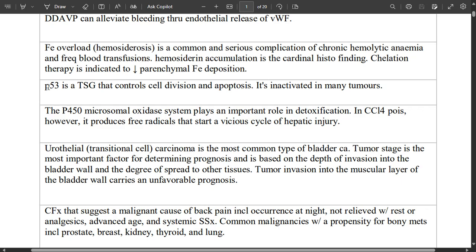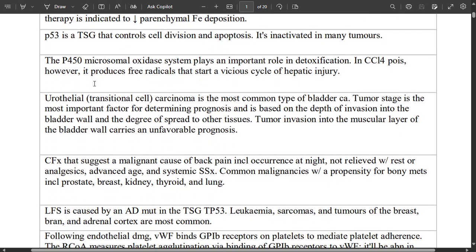Okay. So P53, what is P53? P53 is a tumor suppressor gene. There are two ways a cancer can develop: if there is an excessive amount of oncogenes, or if there is a decreased amount of tumor suppressor genes. So P53 is a tumor suppressor gene that controls cell division and apoptosis. So when the suppressor is inactivated, it causes many tumors.